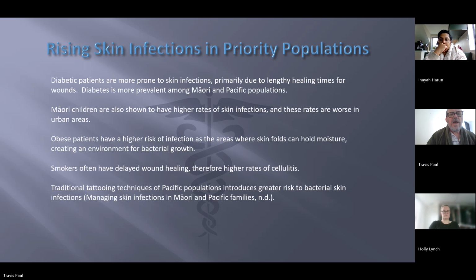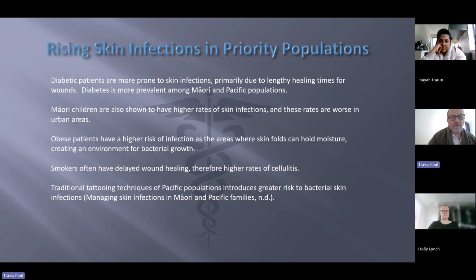All right. Priority populations in New Zealand. Diabetic patients are more prone to skin infections because they have lengthy healing times on their wounds. Because Maori and Pacific populations have a higher incidence of diabetes, that puts them at risk for these infections as well. Maori children have been showing higher rates of skin infections when compared to European kids in New Zealand. And the rates are worse in urban areas.